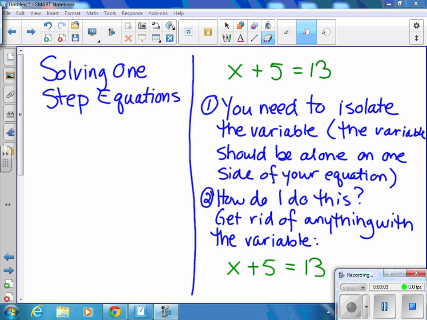Okay, today we're going to be talking about solving one-step equations. This is the next section in Unit 2A. So if we have a problem such as x plus 5 is equal to 13, it's pretty obvious what our answer is going to wind up being.